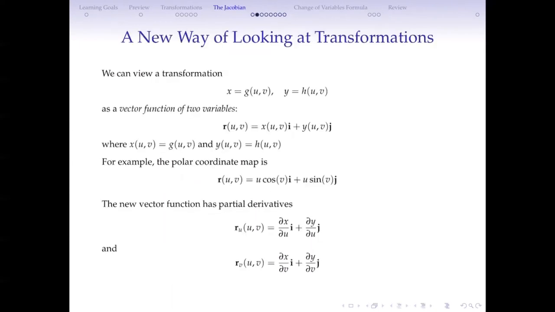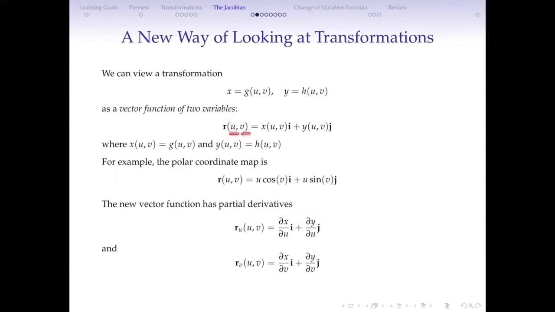In order to do that, I want to introduce a slightly different way of looking at transformations. So far, we view transformations as two equations, one for the x and one for the y. But I want to introduce another way of looking at it as a vector function of two variables.